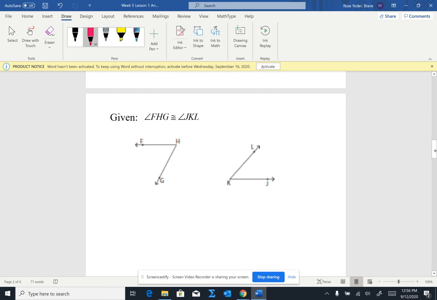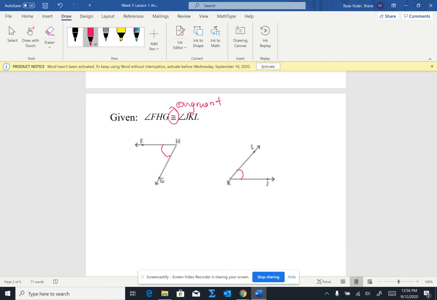So this symbol, you might remember, means congruent. So how do you show that angles are congruent to each other? Because you can't really just put tick marks on them. So what you want to do is you want to put an arc on them. So FHG, notice the H is the letter in the middle. That's the vertex. You put an arc by that vertex. And then JKL, you put the same arc by that vertex too.